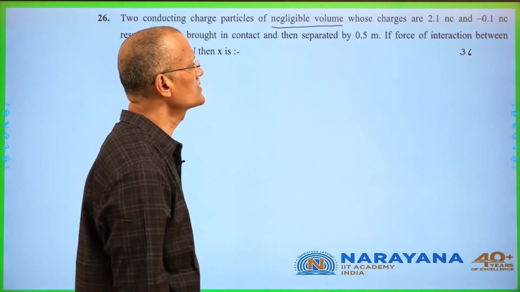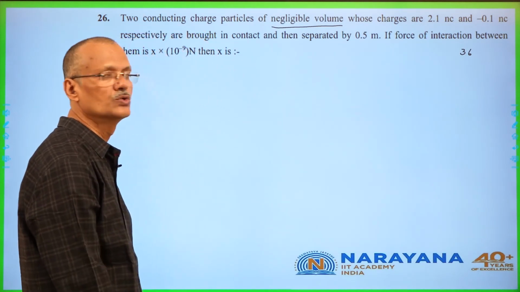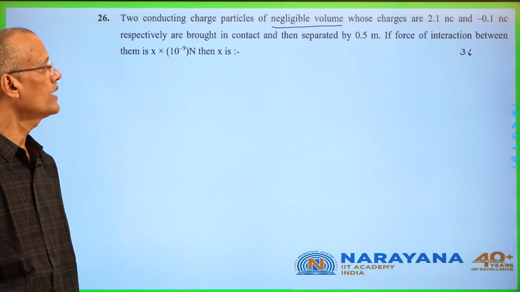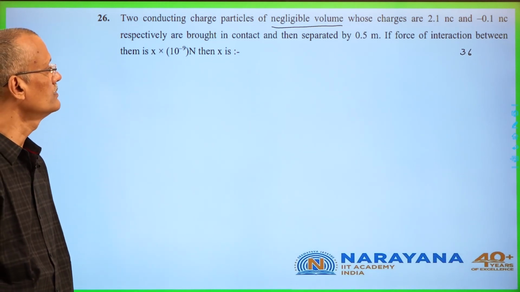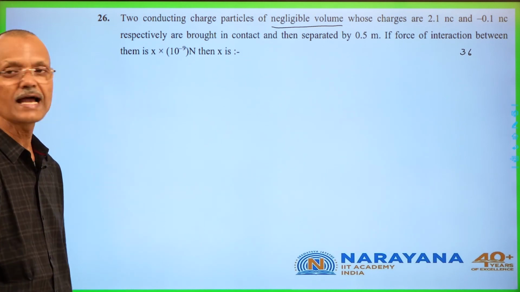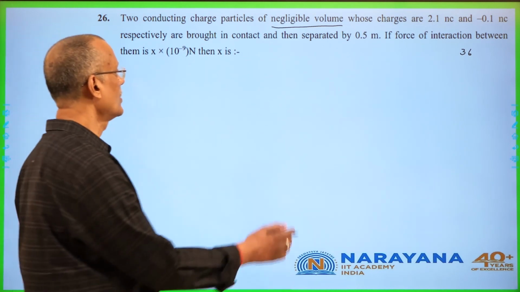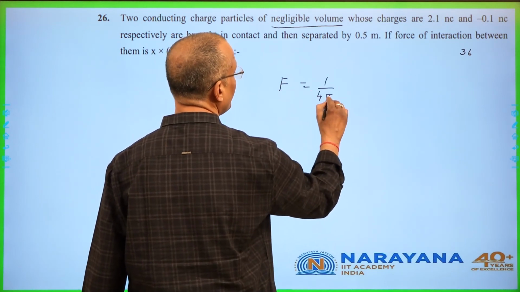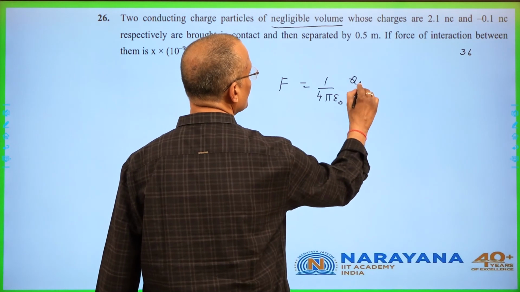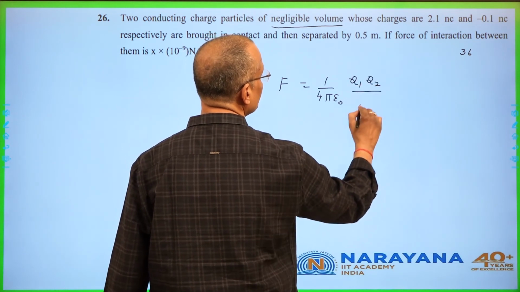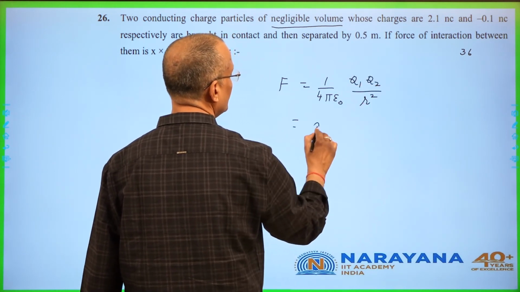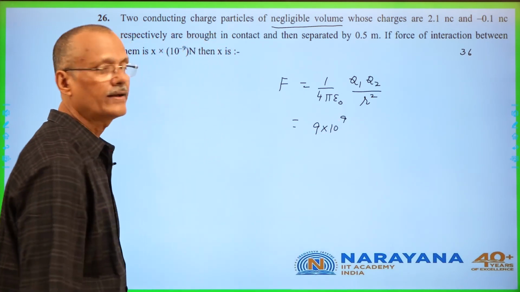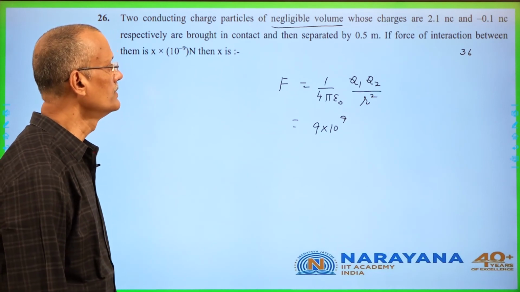2.1 and minus 0.1. Add these two, you are getting 2 nanocoulomb, equally distributed, 1 nanocoulomb and 1 nanocoulomb. They are asking you force of interaction. You will be using Coulomb's law. Coulomb's law, F equals 1 by 4 pi epsilon naught Q1 Q2 by R square, 9 10 to the power 9, and 1 and 1 nanocoulomb it is.